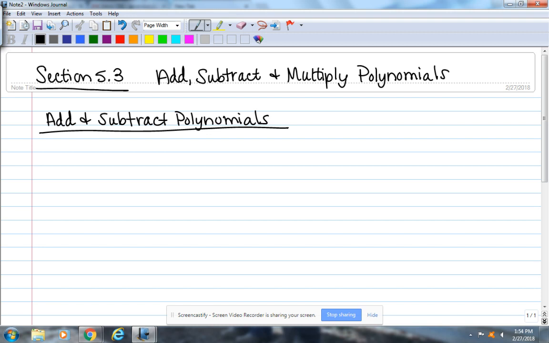So today in section 5.3, we're going to add and subtract and multiply polynomials. This is mostly review stuff from Algebra 1. Not much new Algebra 2 stuff in today's lesson. So maybe it will be a good, easy lesson for us today if you can remember how to do things. Let's start with adding and subtracting polynomials.